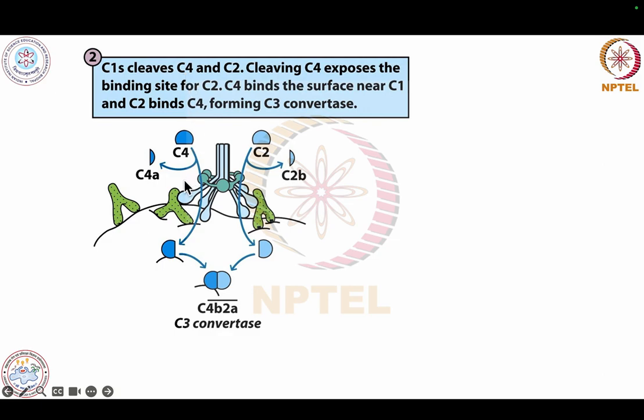C1s cleaves C4 and C2, into C4a and C4b, and C2b and C2a. C4b binds the surface near C1, and C2a binds C4b, forming C3 convertase. Okay. This is C3 convertase, which is also called C4b C2a, or in short C4b2a.